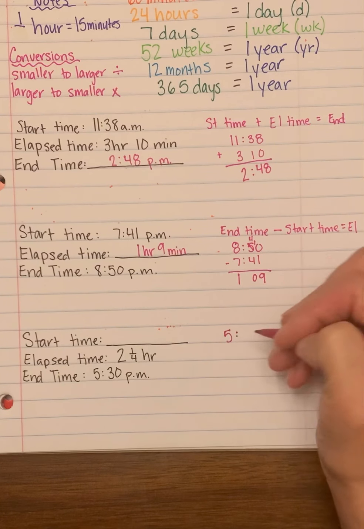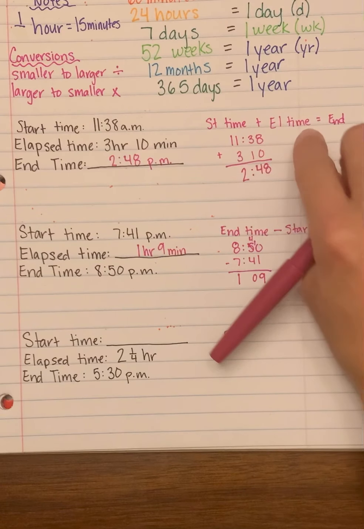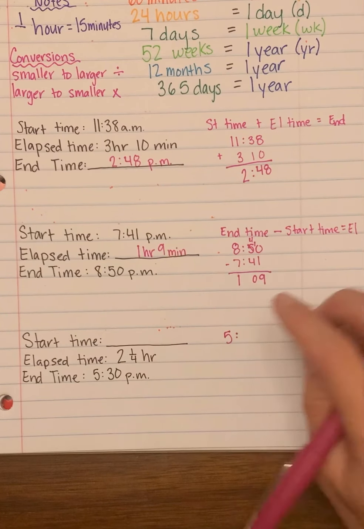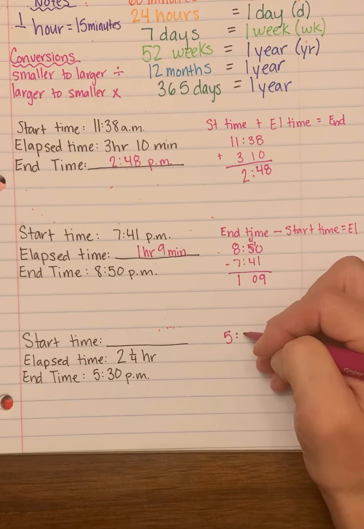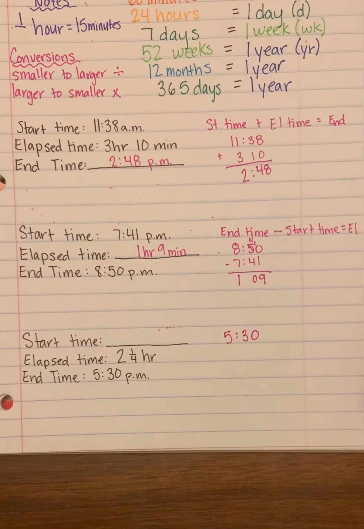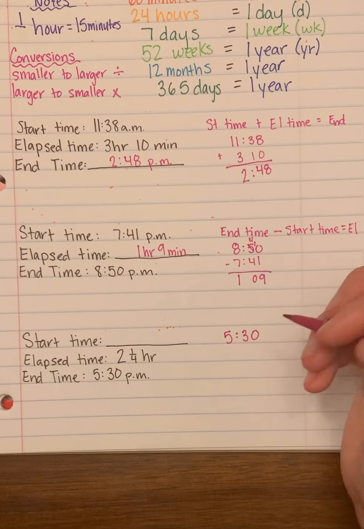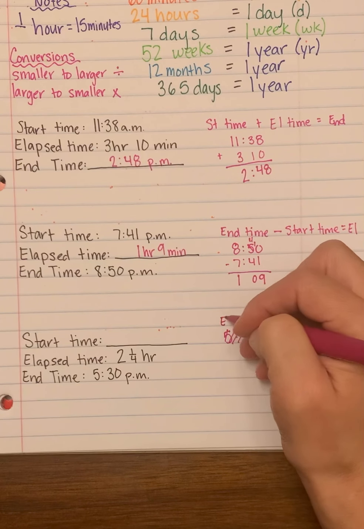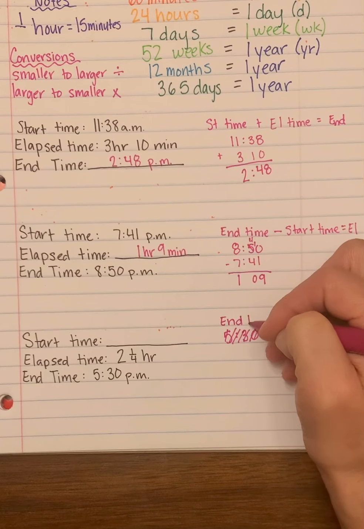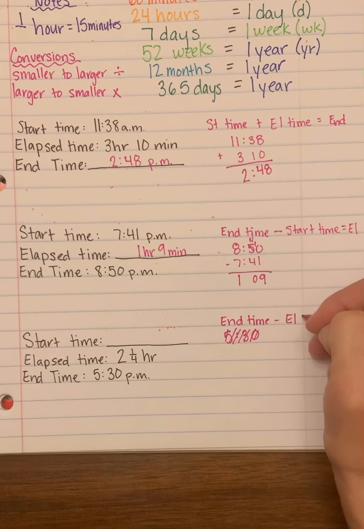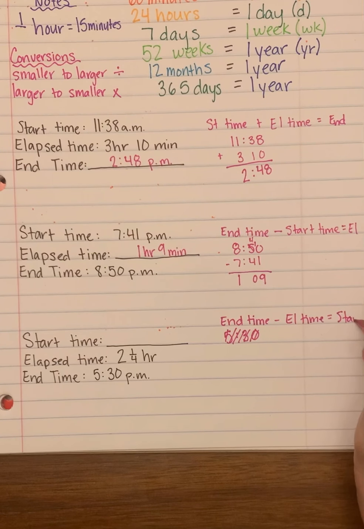So in the beginning, we added. We added these two terms and we got our last terms. Now what I'm going to do is I'm going to take my end time and subtract, because I'm doing the opposite of what I did on the top. I'm going to subtract the elapsed time. Oh, let's do notes instead of writing my numbers. All right, so end time minus elapsed time is going to equal my start time.